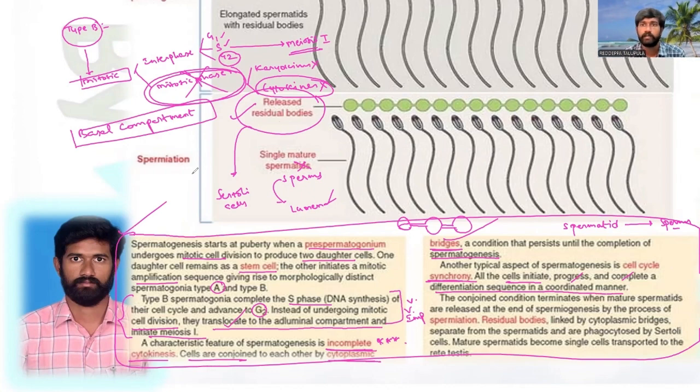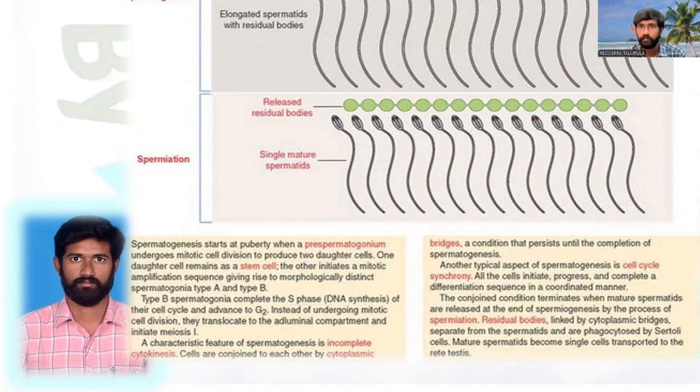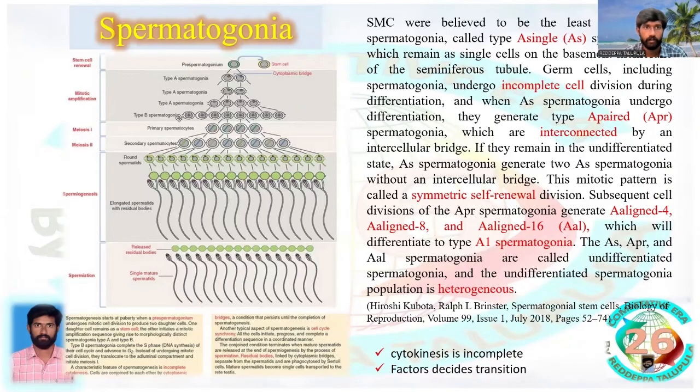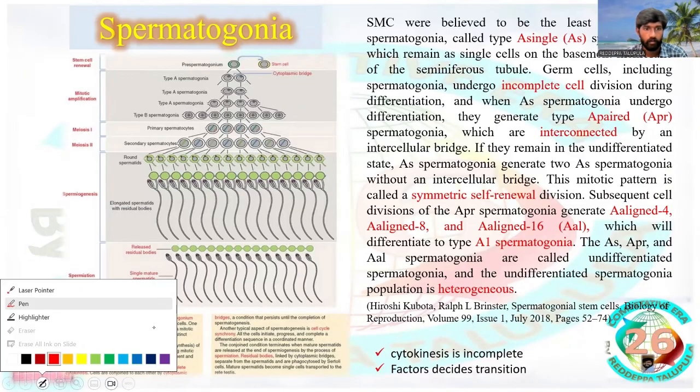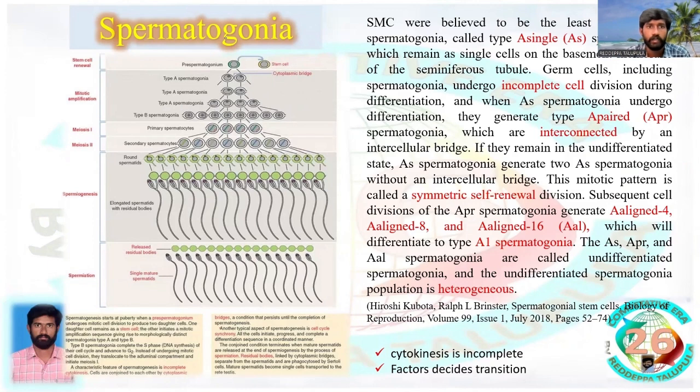Okay, now let us see the diagram. This is the diagram. See, the type A single pre-spermatogonium is present. Self-renewal is seen: one acts as a stem cell, and another acts as the cell for further mitotic amplification, and these enter into mitotic amplification, which causes 4 to 6 mitotic cycles. In between 4 to 6, the type A will be converted into type B.